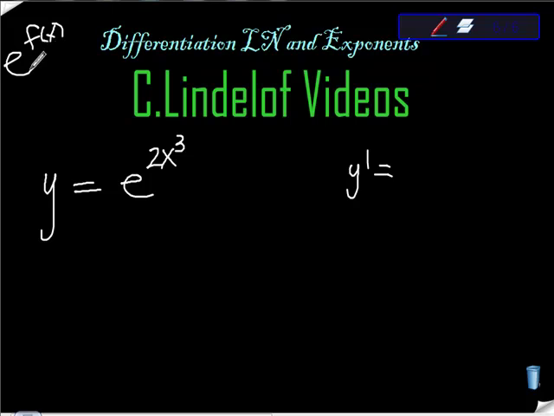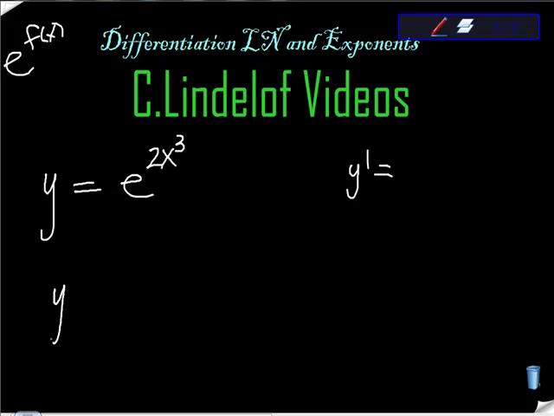One of my favorite derivatives is e to the x, because the first derivative of e to the x is e to the x. However, if we get e to the f of x, we have to do something a little bit different. We get e to the f of x times f prime of x. So let's just work this out a little bit.